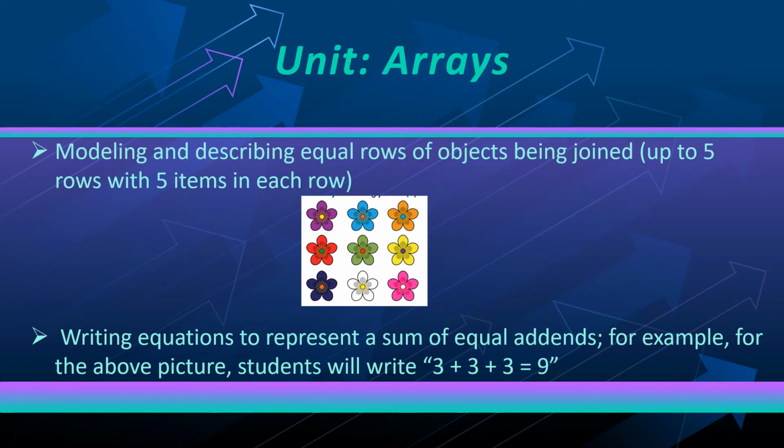This unit of study will encompass the following key learning goals: modeling and describing equal rows of objects being joined, up to 5 rows and 5 items in each row. Writing equations to represent a sum of equal addends. For example, for the above picture, students will write 3 plus 3 plus 3 equals 9. These goals can be found on the STEMscopes parent letter.